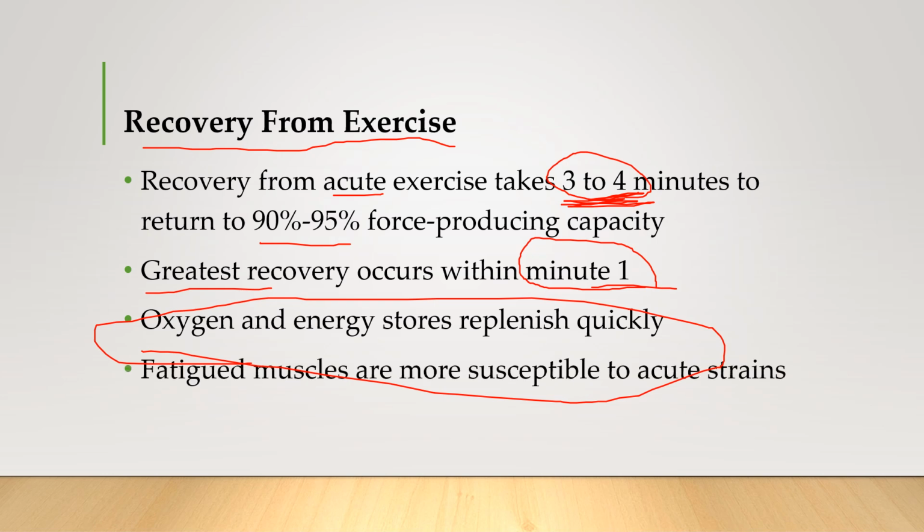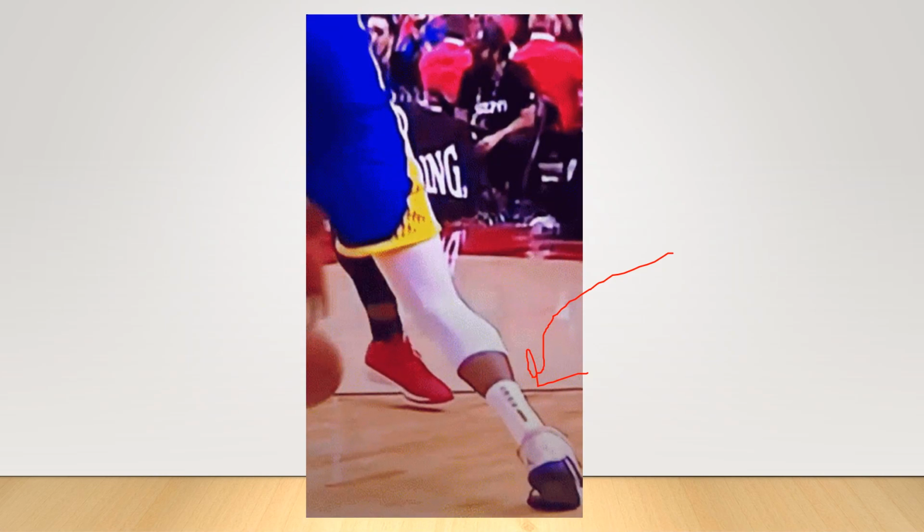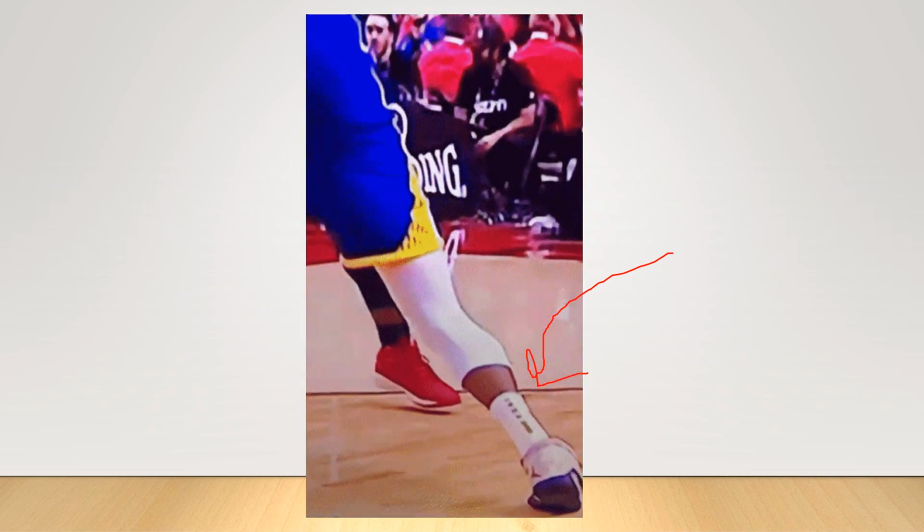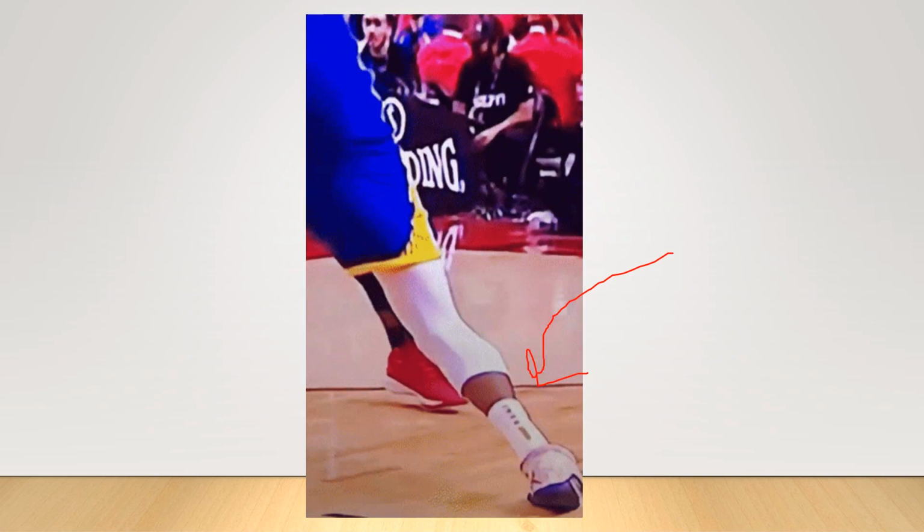And always remember that fatigued muscles are more susceptible to acute strains, which is what I show here in this little GIF. This is Kevin Durant playing in the finals with the Warriors. He had dealt with calf strains for the greater part of the season, and eventually you see this Achilles tendon rupture. He was obviously very fatigued, probably had some micro damage going on in there, but eventually he tore his Achilles tendon because he didn't get enough rest period.